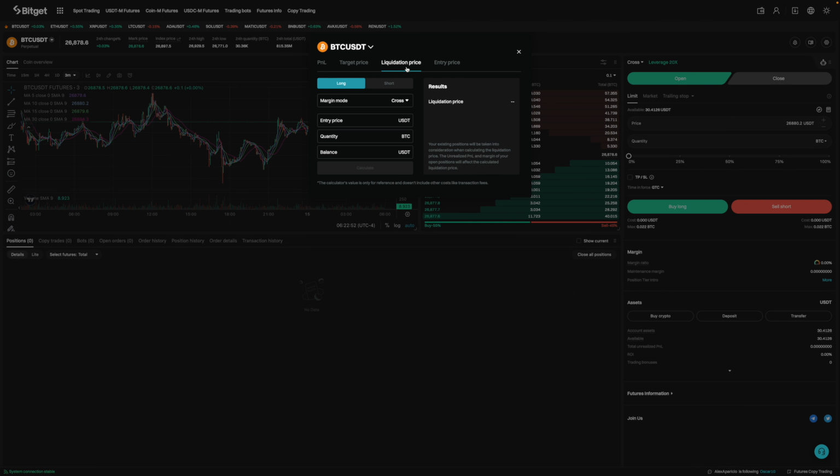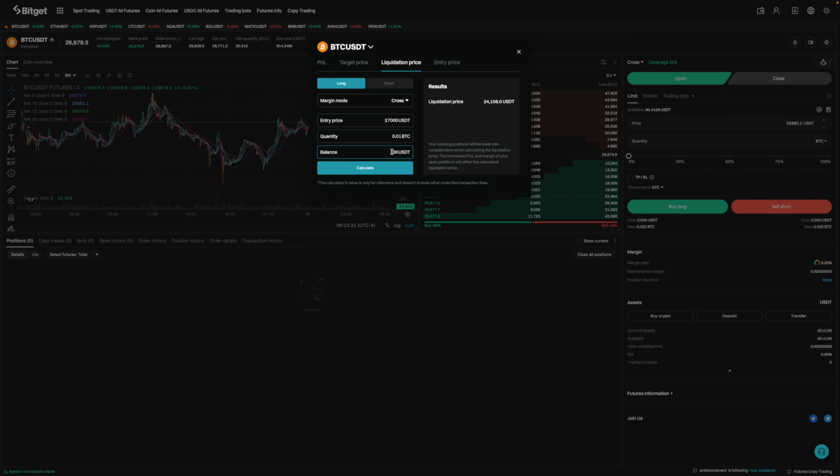So as an example, let's just say I'm longing Bitcoin. I'm going to leave this here at cross, and let's just say I enter my position at 27,000 USDT and I'm longing 0.01 BTC, and I only really have right now 30 USDT, as you can see over here. And if I click on calculate, it'll determine my liquidation price right here, which is 24,108 USDT.